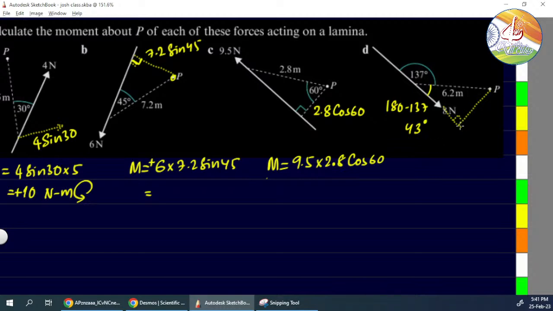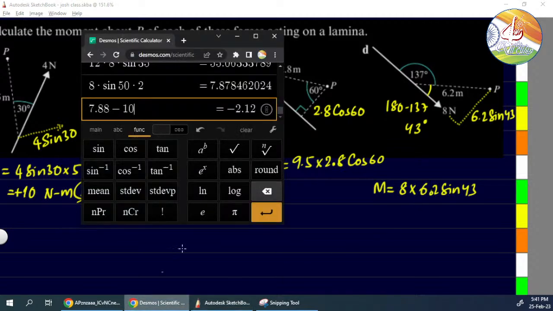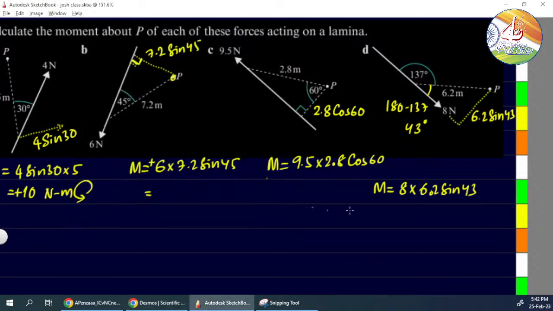distance. Perpendicular distance will come somewhere here. Yes. Perpendicular distance is 6.2 sine 43. So moment will be 8 Newton, which is force, times 6.2 sine 43. This is the perpendicular distance. We can just feed it in the calculator: 8 times 6.2 sine 43 gives 33.83. This is in Newton meters, and this one is anti-clockwise, so it is positive.